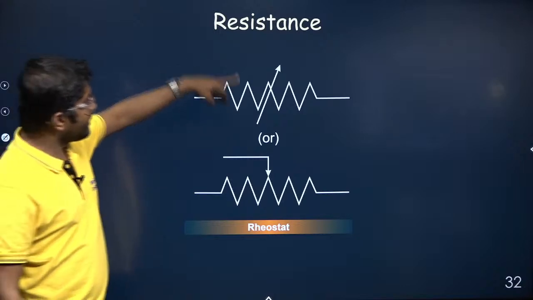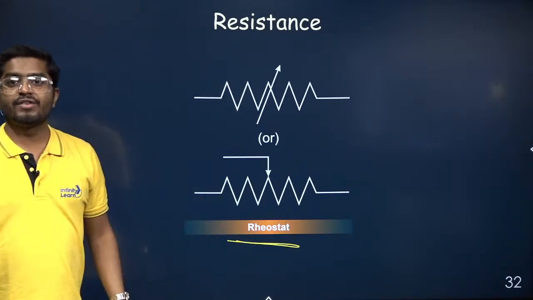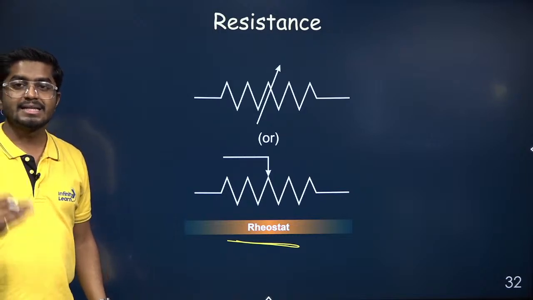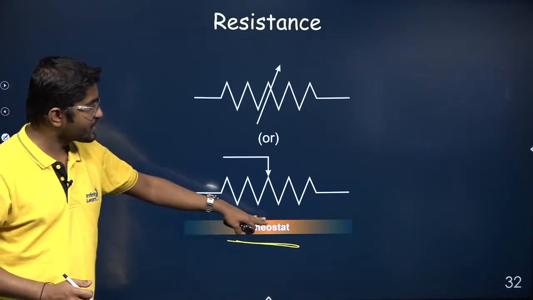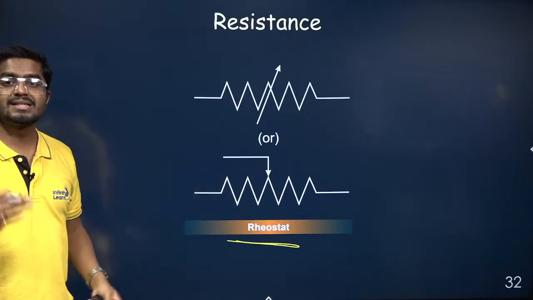Now there is a symbol for a rheostat. If the resistance of a device is changing, the resistance is not fixed, that is a rheostat. You can use either this symbol or this symbol when the resistance is not fixed.